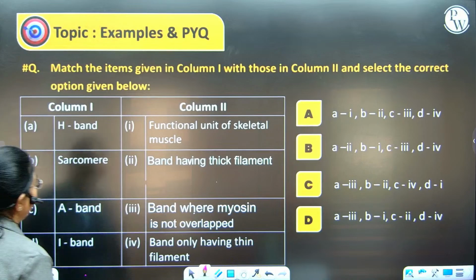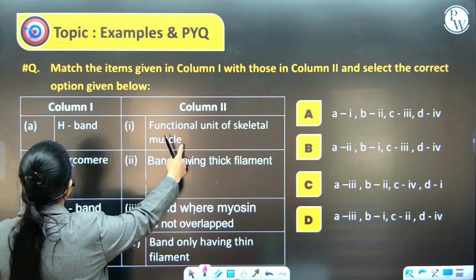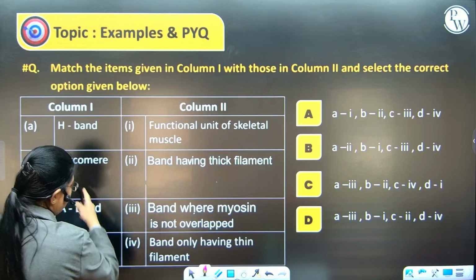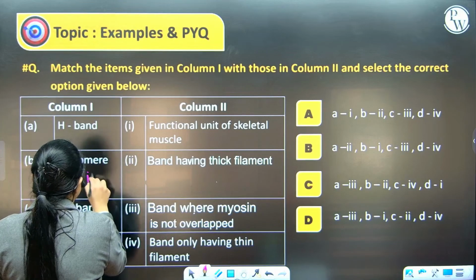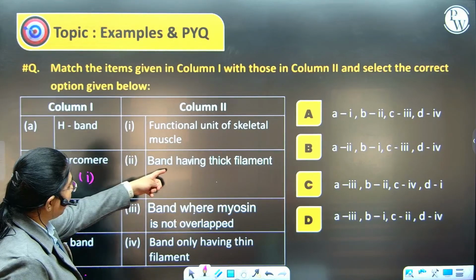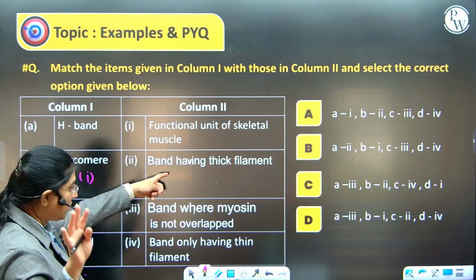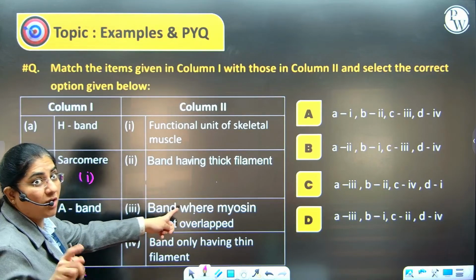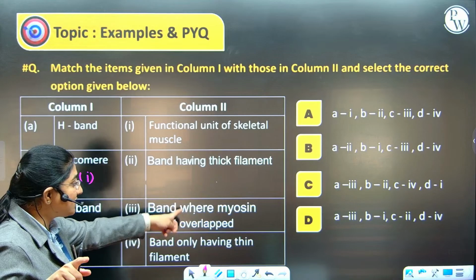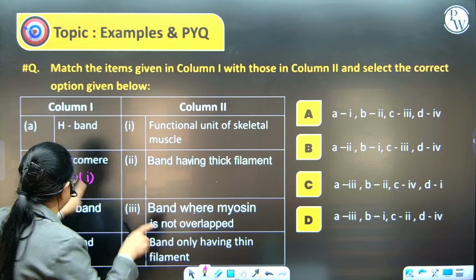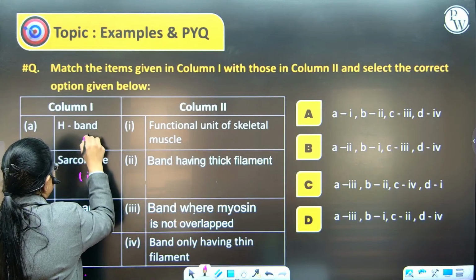Let us see. H band is the functional unit of skeletal muscle. What is it? It is sarcomere. Where is the sarcomere? Sarcomere is here, B. So that is one. H band having only thick filament. Hold on. Band where myosin is not overlapped by actin. Is this not the most appropriate? So your one should be 3.